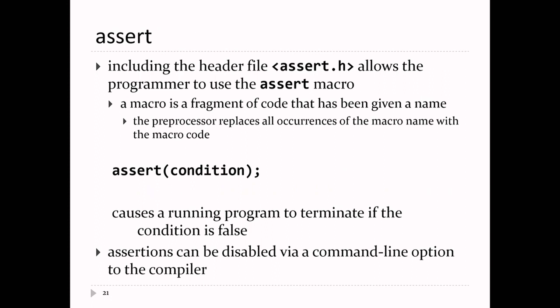So what we're going to do is use this thing called assert. Assert lets you assert that some condition is true. Here, condition is a Boolean expression, something that's true or false. If that condition is false, then assert will cause your program to terminate. If that condition is true, your program just continues along its merry way.